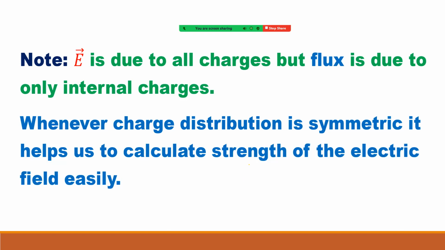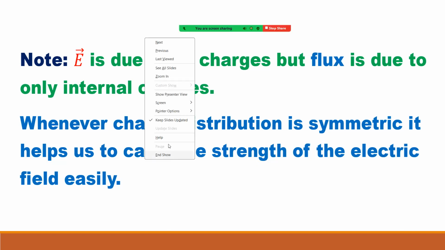So we are saying here E bar is due to all charges, but flux is due to only internal charges, right? Whenever charge distribution is symmetric, it helps us to calculate the strength of the field easily, right? Let us solve one more simple question based on this to get more clarity.